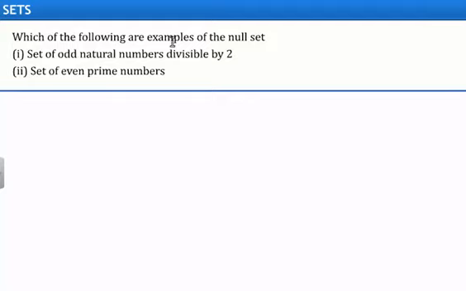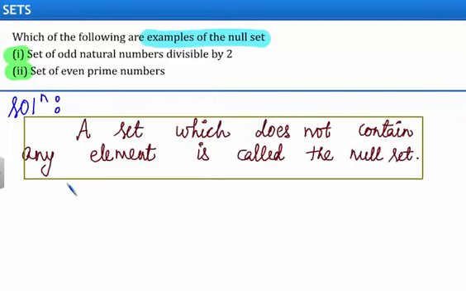In this problem, we need to identify the examples of null set in the following sets. Let us begin with the solution. Let us recall the definition of a null set. A set which does not contain any element is called the null set.